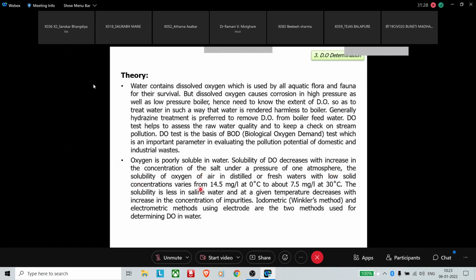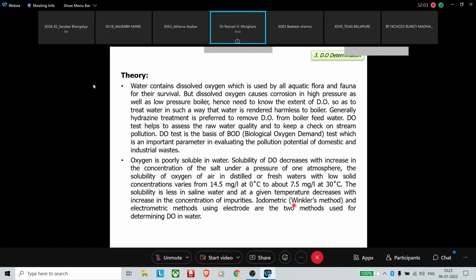The solubility of oxygen of air in distilled or fresh waters with low solid concentration varies from 14.5 milligrams per liter at 0 degree centigrade. So at 0 degree centigrade, it will be 14.5 and to about 7.5 at 30 degree centigrade. So the solubility is less in saline water, and at a given temperature it decreases with increase in the concentration of impurities. Also with increase in temperature, it is decreasing.